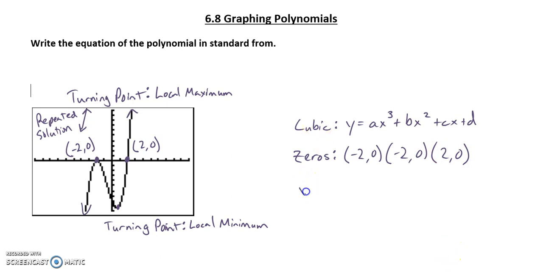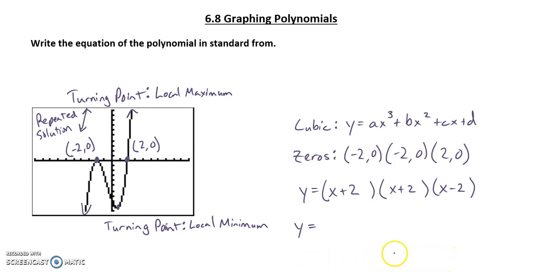So to figure out this equation, I'm going to take these zeros and write my equation in intercept form. If I want a 0 at -2, I need x plus 2 to be one of my terms. If I want another 0 at -2, x plus 2 has to be one of my terms, and x minus 2 has to be my last term. Now to get this into standard form, I just need to multiply this out.